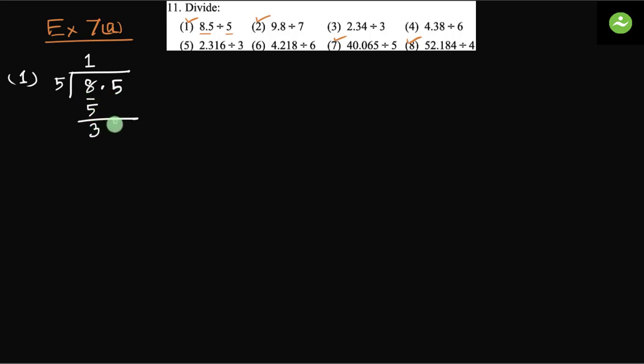Now the next number. Before we bring down the next digit, if we see there is a decimal point, we have to put the decimal point here in the quotient. So bring down the next digit, 5. Now 5 into 7 is 35. So deduct 35 from 35, it is 0. So the answer is 1.7.